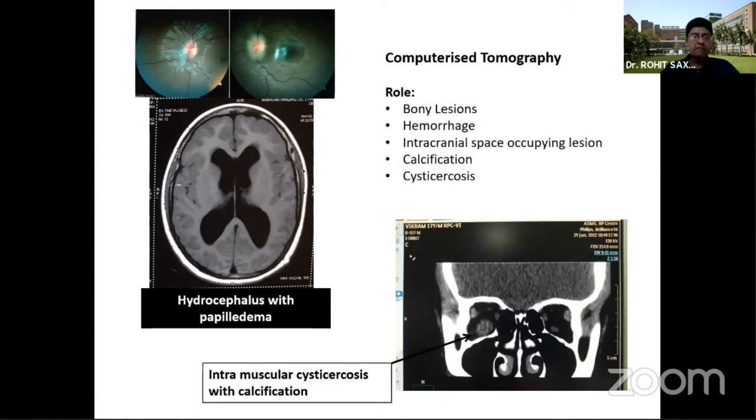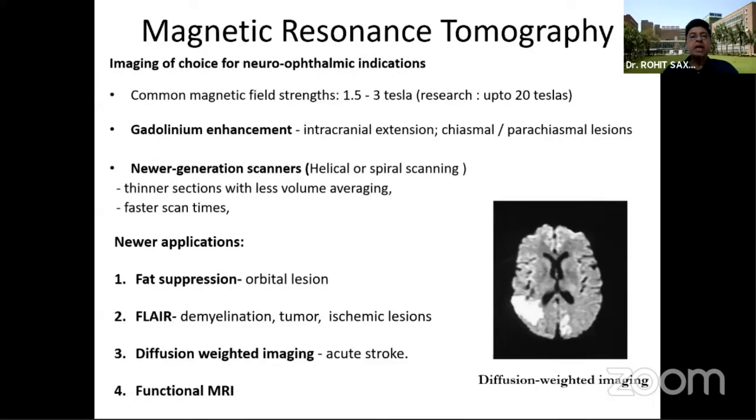So CT is important for bony lesions, hemorrhages, an early quick screening for space occupying lesions, calcification, and cysticercosis. In this case, we could see a calcified intramuscular cysticercosis in the orbit.